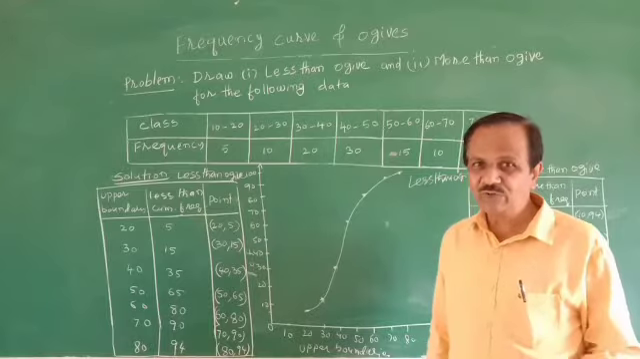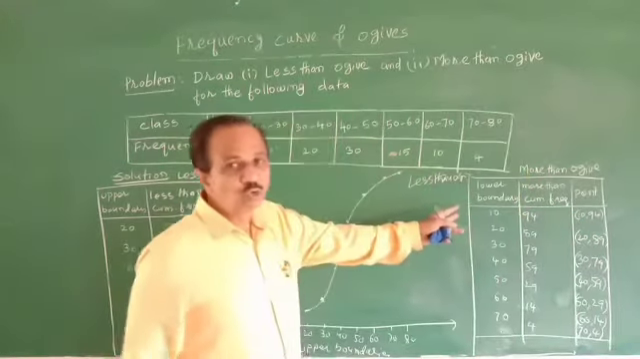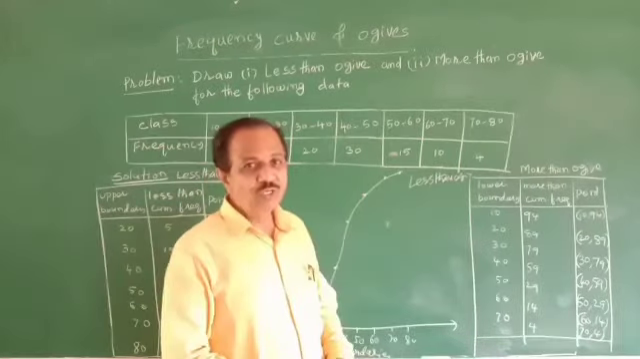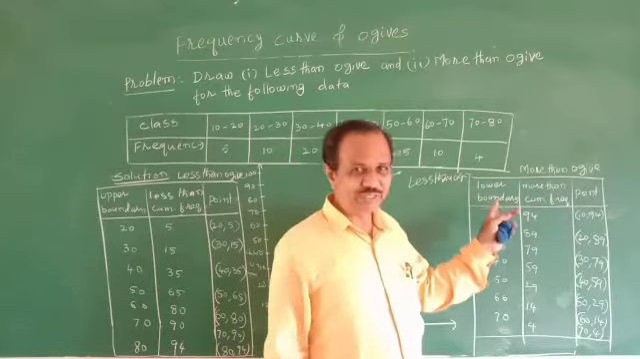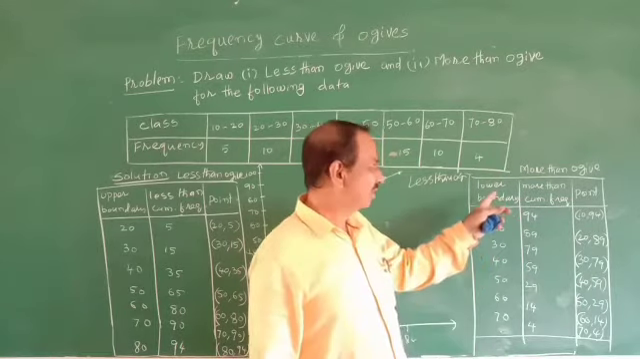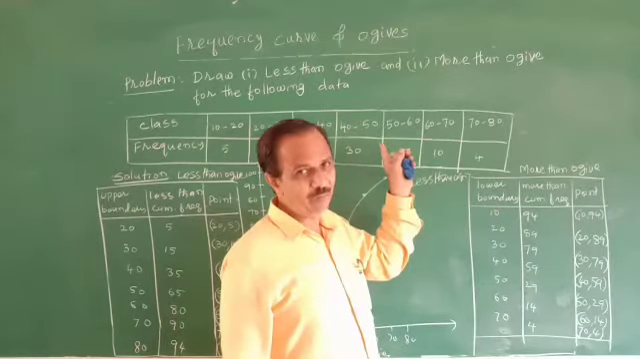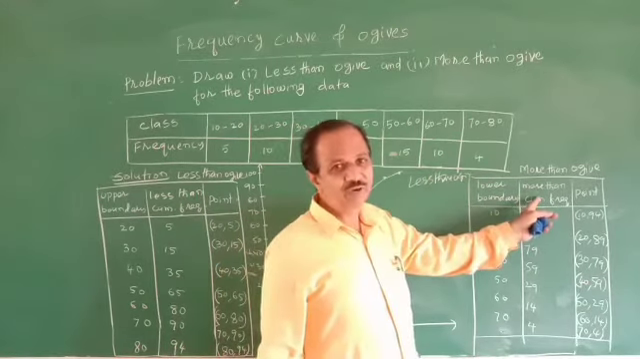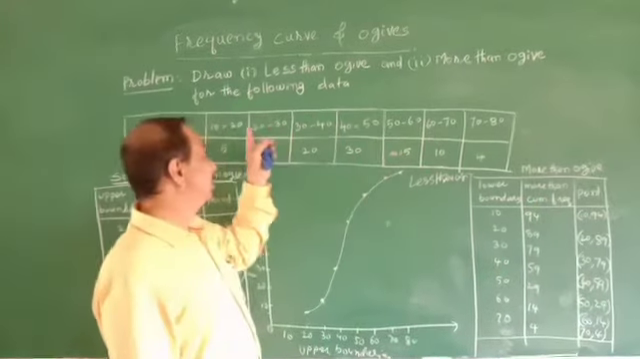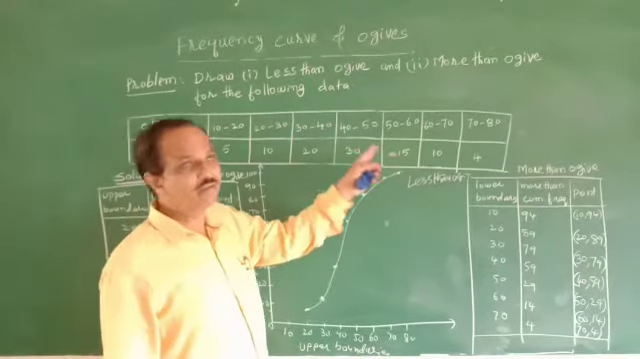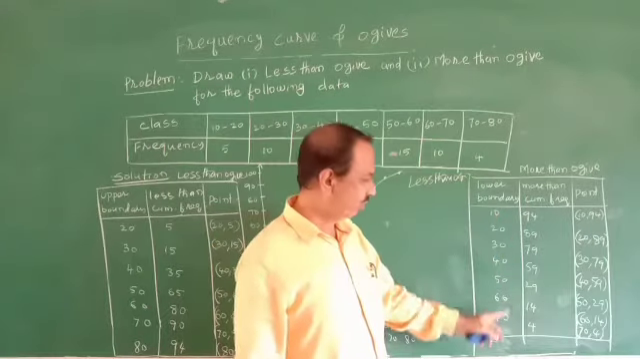Now coming to the more than ogive. I will explain the more than ogive. To draw the more than ogive, we have to prepare one more table. In this table, first you take the lower boundaries of the classes, lower, not upper, and then the more than cumulative frequency. What are the lower boundaries? Just look: 10, 20, 30, 40, 50 up to the last, which is 70. So I took 10, 20, 30 up to 70.